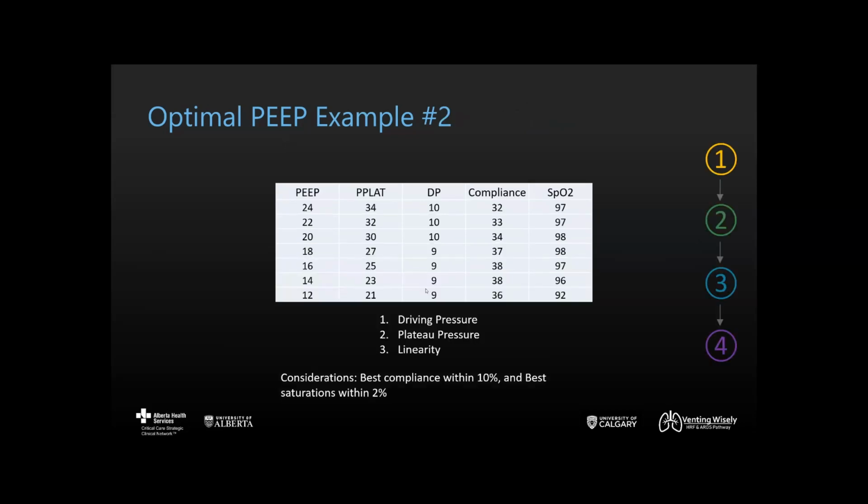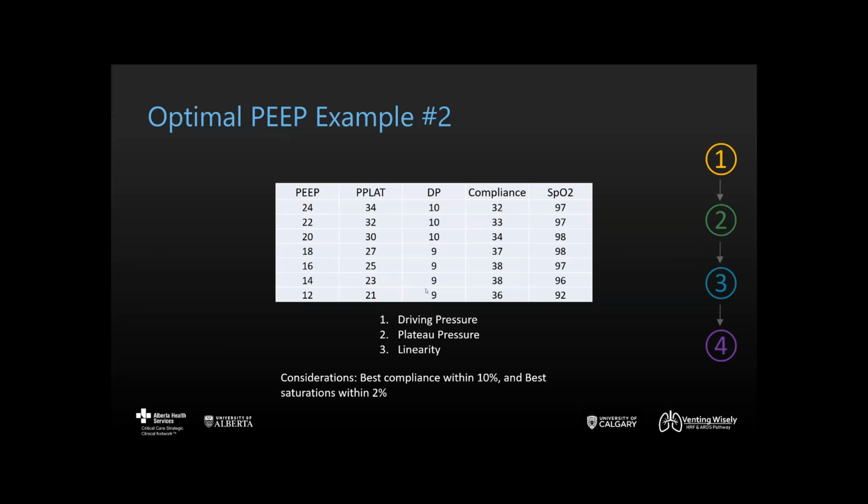Now let's go over one more. So from the beginning, we would do our pre-procedure and safety checks. Once we have passed those, we can start the procedure. And where have we met all three criteria of driving pressure, plateau pressure, and linearity? Driving pressure has been met at PEEPs of 24 and below. Plateau pressure has been met at PEEPs of 20 and below.